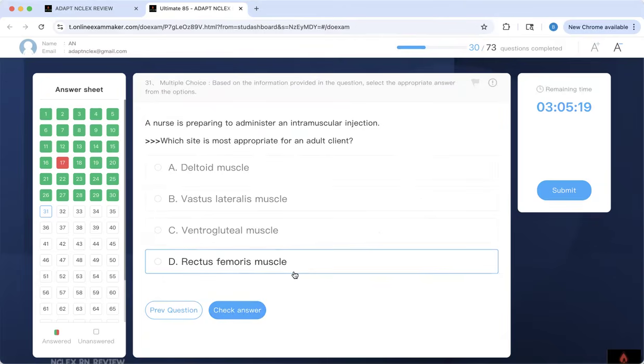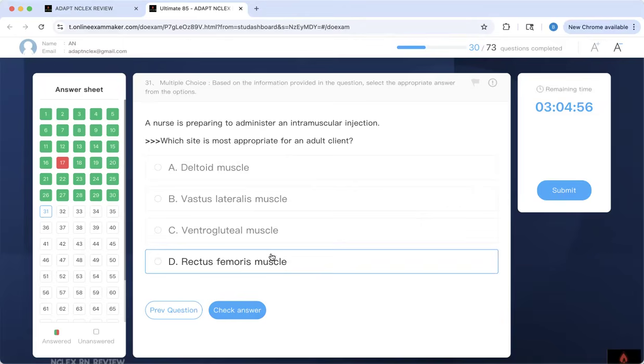And this is preparing to administer an intramuscular injection. As I told you, fundamental safe medication administration. Which site is most appropriate for the adult client? Deltoid, vastus lateralis, ventrogluteal, and rectus femoris muscle. It's always the best place to inject iron medication because you don't want to cause injury.